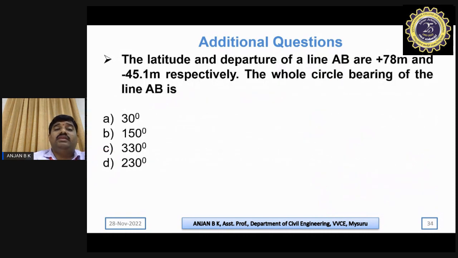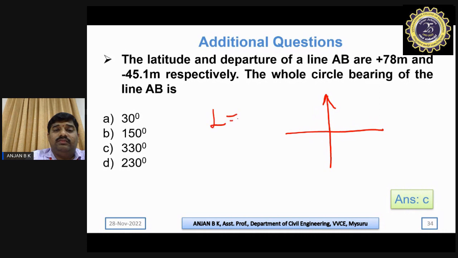The latitude and departure of a line AB are plus 78 meters and minus 45.1 meter respectively. The whole circle bearing of the line AB is. They are given as latitude and departure, so we need to calculate the whole circle bearing.